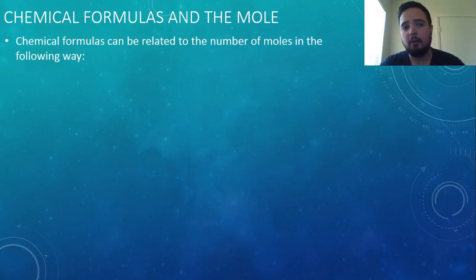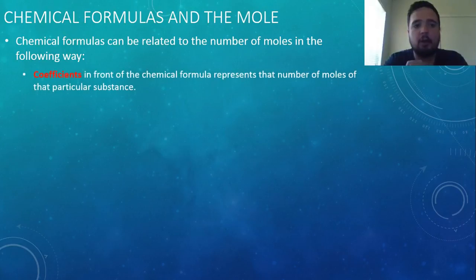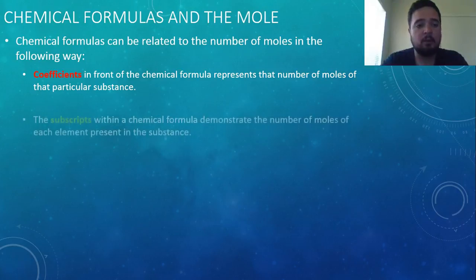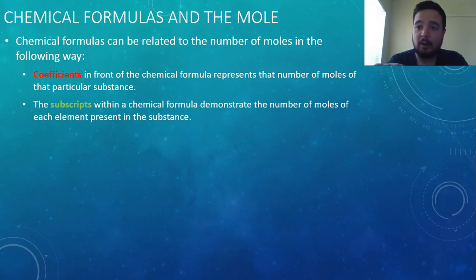Okay, so chemical formulas and the moles. Chemical formulas can be related to the number of moles in the following way. The coefficients in front of the chemical formula within a chemical equation represent the number of moles of that particular substance, a molecule, an element, a compound, whatever. The subscripts that we've talked about plenty of times, which identify the number of elements within one molecule, can also demonstrate the number of moles of that particular element within 1 mole of that substance.